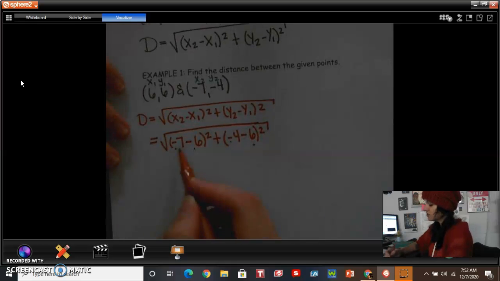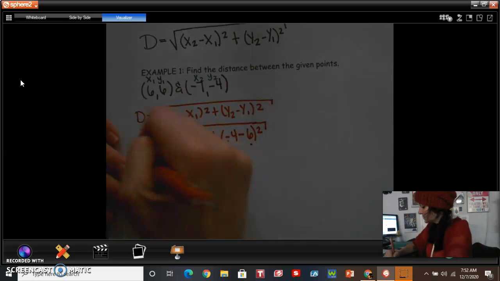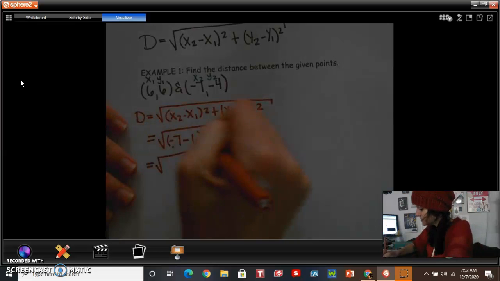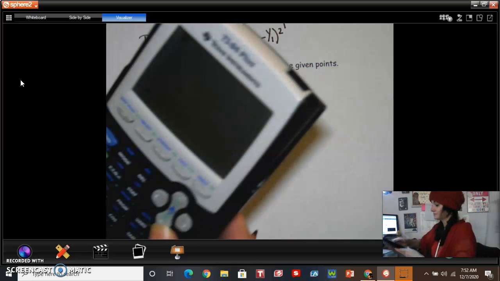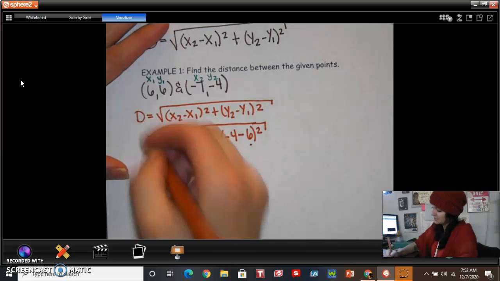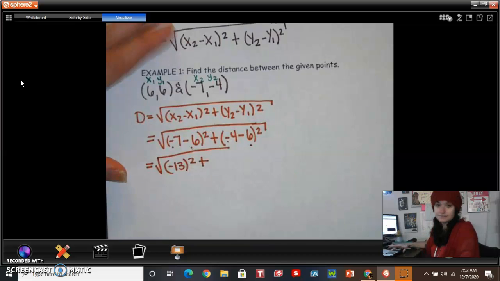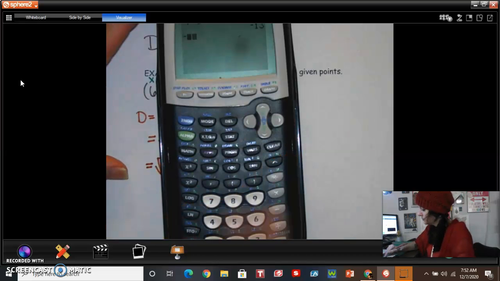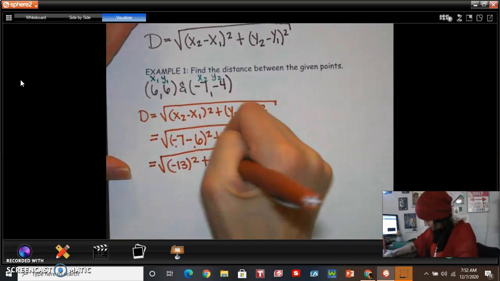Now let's just go ahead and solve what's inside our parentheses. If you struggle with positives and negatives, it's okay. Please use a calculator. So I'm going to use a calculator this entire time to show you how to do it. All right. So first we have -7 minus 6, and we get -13. I'm keeping my parentheses here. Plus -4 minus 6, and I get -10. Keeping my parentheses here.